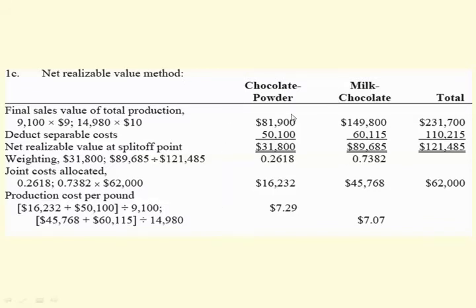For milk chocolate, its share in joint cost 45,768 plus its separable cost 60,115 divided by total number of pounds 14,980 will result in $7.07 per pound of milk chocolate.